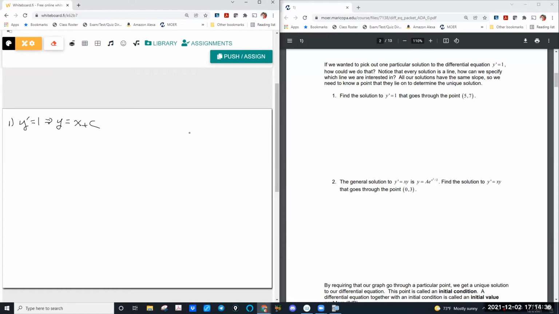Now, to find the unique solution, we need what's called an initial value problem. We're told that this has to go through the point (5, 7). This is just like solving for C back when you did antiderivatives. You plug in 5 for x and 7 for y, and you can see that C has to equal 2. So the unique solution to this initial value problem is y equals x plus 2.